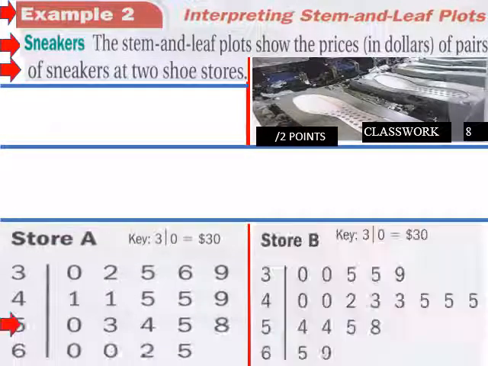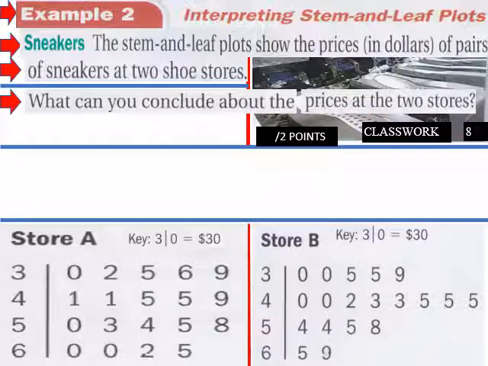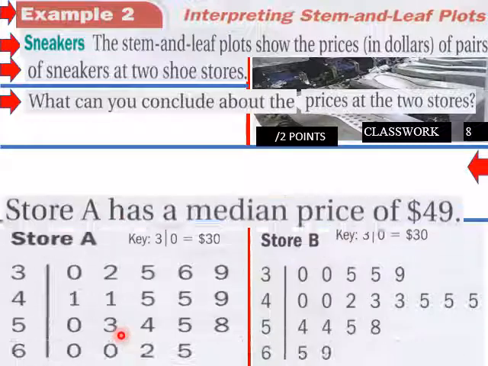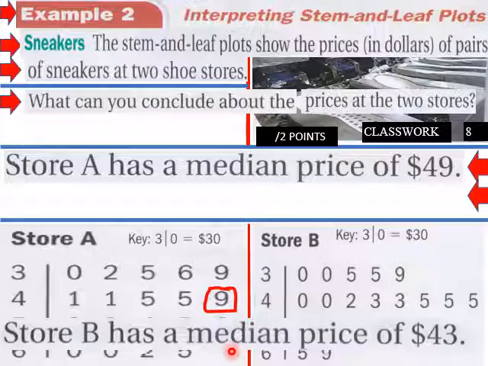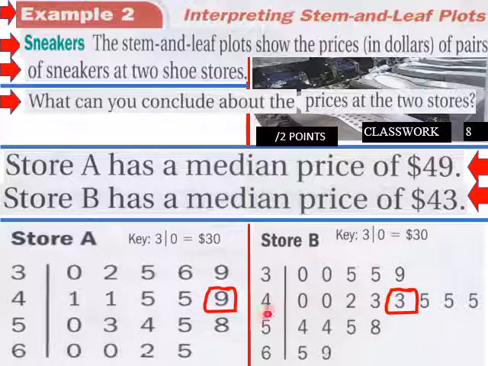So interpreting the stem and leaf: sneakers. What can you conclude about the price of sneakers? So this is your key here, $30. This is 10s, this is 1s here. We have store A, store B. Store A has a median price of $49, so you have equal number above this price as below this price. And then for store B, here's your median value here, $43.